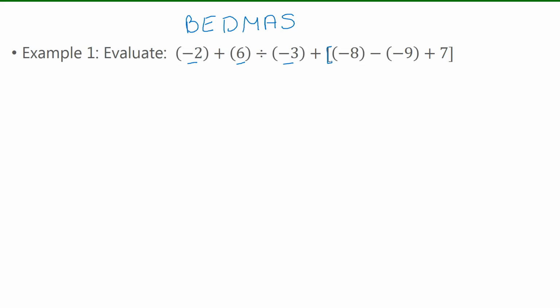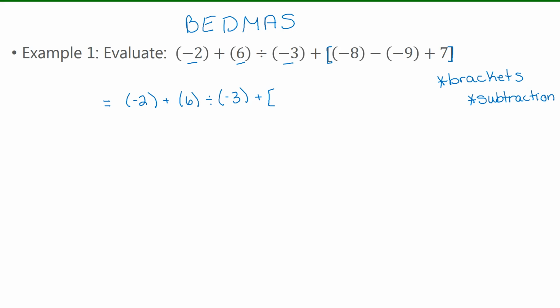If I look at this square set of brackets here, I do have a couple of operations that I need to do. I have a subtraction, and I also have an addition. So we're going to start off with our brackets, and in particular, we're going to do the subtraction first, since that is before the addition. So we have -2 plus 6 divided by -3 plus. Now when we subtract, we add the opposite. So we end up with -8 plus +9.